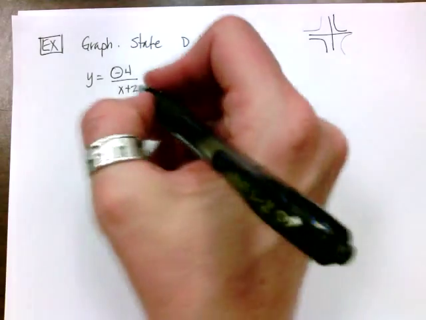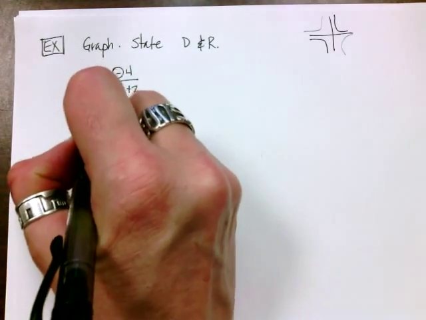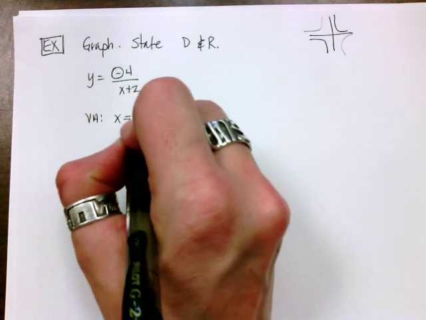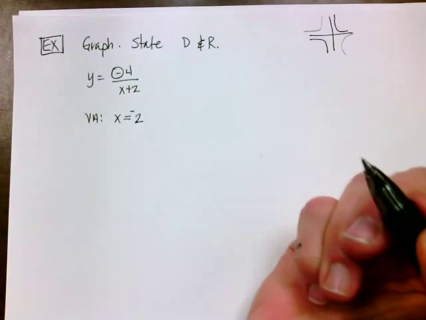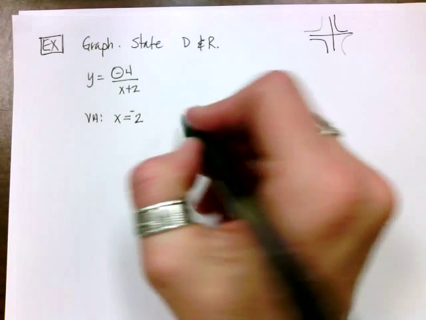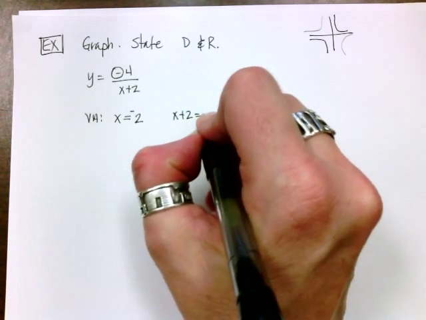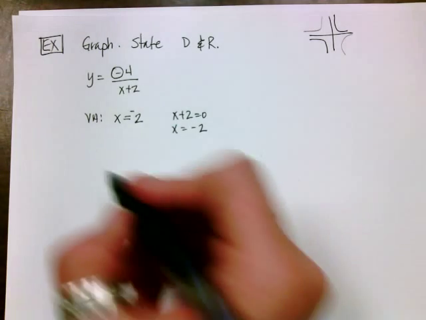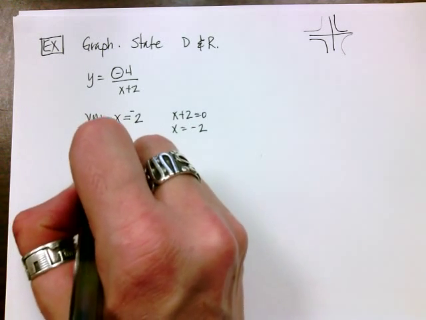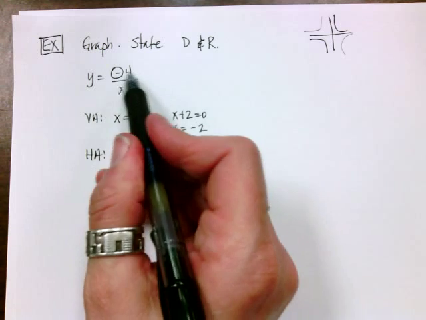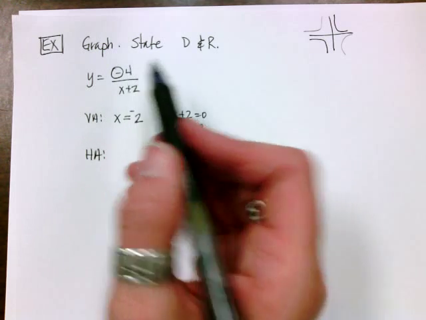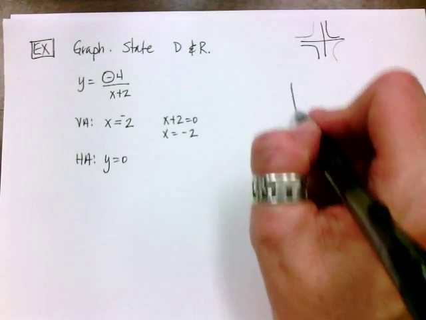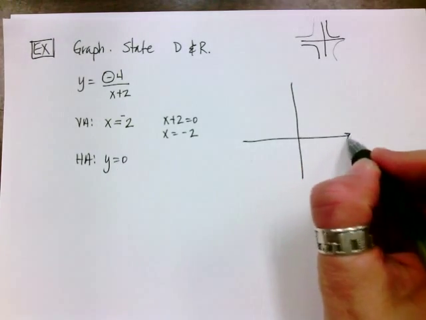Okay? All right, so the first thing that I'm going to do is find my vertical asymptote. And from the denominator, I'm going to get x is equal to -2. I did that by setting it equal to 0 and solving. So x is equal to -2. Okay? My horizontal asymptote, I don't have a first degree in the numerator, so it's going to be y is equal to 0.